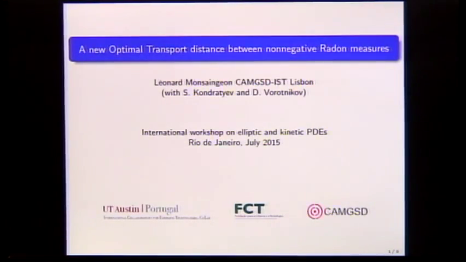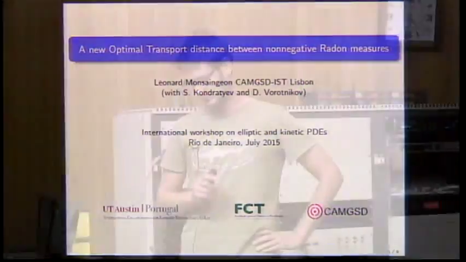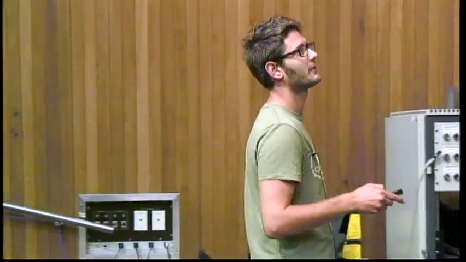Something else I should specify is that I'm going to talk about non-negative finite Radon measures. So just for simplicity, whenever you hear a measure, just think of finite non-negative Radon measure. It will make things easier.